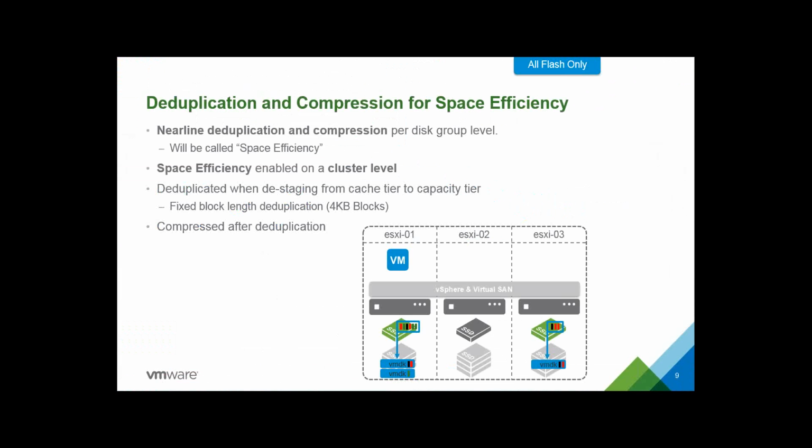So deduplication and compression is something that people have asked for quite a while. This is one of our new features. And if you notice at the very top, it says all flash only, right? It says here, this will be called space efficiency. This, as well as erasure coding, effectively is called space efficiency. But important thing to keep in mind when it comes to deduplication and compression, if you notice the illustration, I've got 3 nodes here, a single VM residing on that particular data storage running on the first host. Deduplication and compression is actually a cluster-wide setting. So it doesn't necessarily tie into the normal storage policy management, if you will, in comparison.